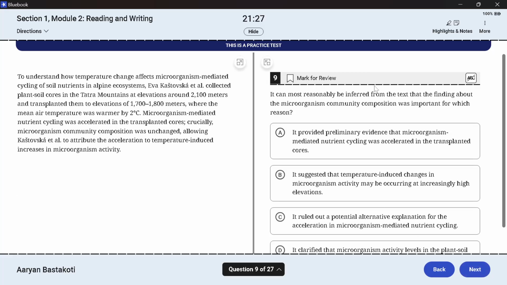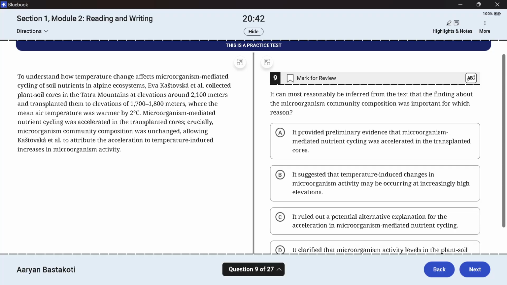It can be most reasonably inferred from the text that the finding about microorganism community composition was important for which reason? To understand how temperature change affects microorganism-mediated cycling of soil nutrients in alpine ecosystems. Okay, microorganism, soil nutrient. Researchers collected plant and soil cores in the Tatra Mountains at elevations of around 2100 meters and then transplanted them to lower elevations where mean air temperature was warmer by 2 degrees centigrade. Microorganism-mediated nutrient cycling was accelerated in the transplanted cores. Crucially, microorganism community composition was unchanged, allowing them to attribute the acceleration to temperature-induced increases in microorganism activity.